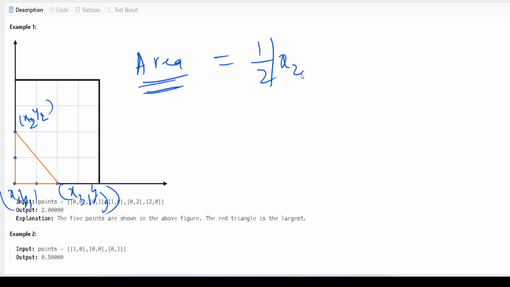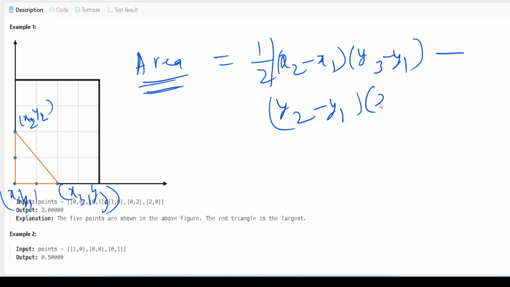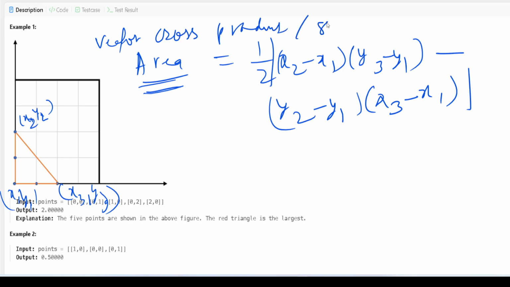Okay, if these are the distances, how are we going to calculate? We'll say x2 minus x1 gives the first, then y3 minus y1, then minus y2 minus y1, and you will multiply by x3 minus x1. This is what we need to do when we go for the vector cross product, or you can say the shoelace formula.